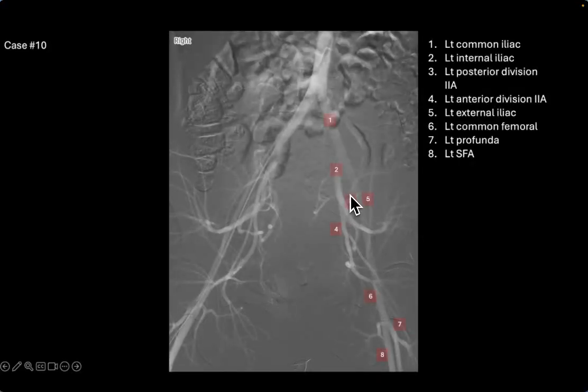So 3 is going to be our posterior division going off to give off our superior gluteal. That's the ILS acronym: the superior gluteal, the iliolumbar, and the lateral sacral coming off of that posterior division. Anterior division, internal iliac coming down here, and we don't get into the weeds on the anterior division branches here. 6 is going to be our common femoral. 7 is going to be our profunda. It gives off this kind of branching pattern as it goes deep, and 8 is going to be our SFA.